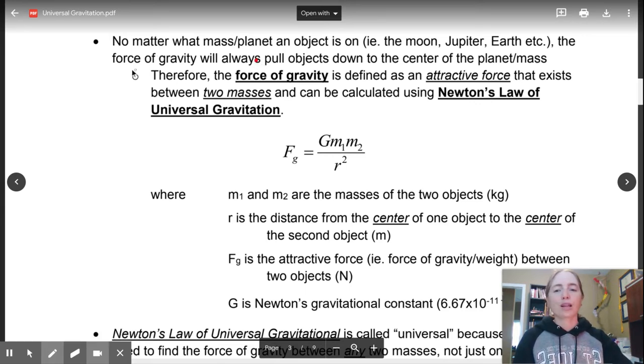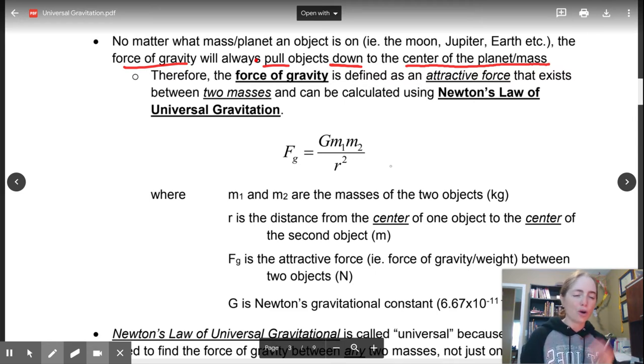So the force of gravity is always, ladies and gentlemen, going to pull objects towards the center of the planet's mass. Okay? The force of gravity is always going to do that. Always. Now, notice how I very rarely say always. Now, gravity is what is called an attractive force. So it's going to pull things towards it all the time.